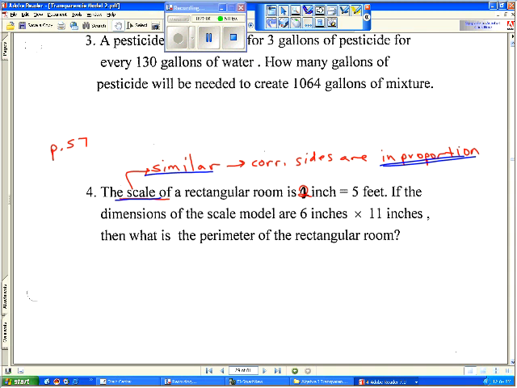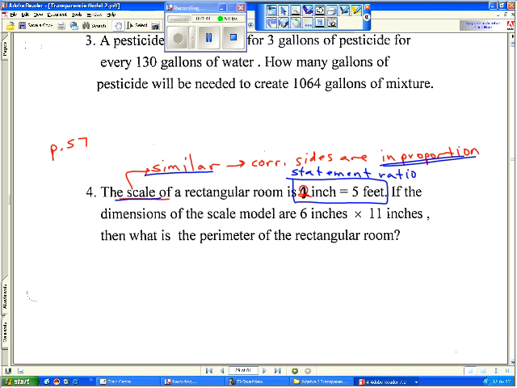It says the scale of a rectangular room is 2 inches is 5 feet. That's my statement ratio. If I'm dealing with scale, I'm dealing with similarity. If I'm dealing with similarity, the sides are in proportion. If the sides are in proportion, I'm dealing with a proportion. If I'm dealing with a proportion, then I'm dealing with a statement ratio and a question ratio. And my statement ratio is my given one, which is my scale factor. See how it all goes together. You got to be able to think that if you're going to be a mathematician, right? Not just a math class getter-buyer person.